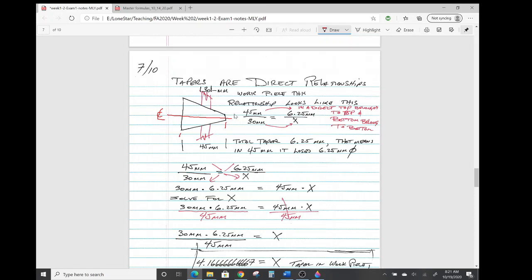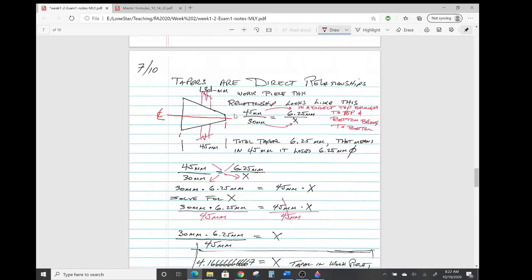Now, we don't know what the big end is, and we don't know what the size of the small end is. But if we did know, and we subtracted the small from the big, we would get 6.25 millimeters. But for this conversation, it does not matter. So we set the relationship up. Now, in a direct relationship, this belongs to that, and this belongs to that. The tops belong to one another, the bottoms belong to one another. Just do it and accept it.